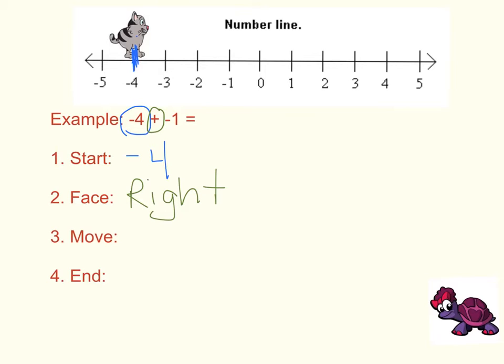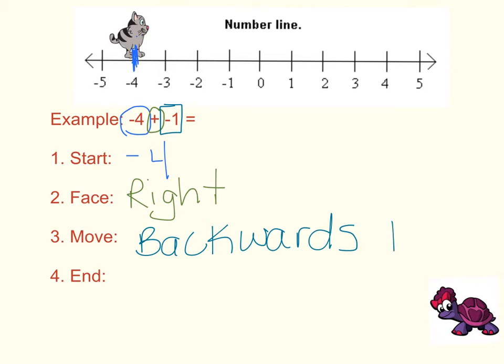All right, let me think again. The next number after the addition or subtraction sign, the next number right there, is -1. Since the next number is negative, I'm going to walk backwards. So think about that cat walking backwards 1 space. That backwards 1 represents -1. So we're going to take that cat and walk him backwards 1 space. Where did he end? He ended on -5.